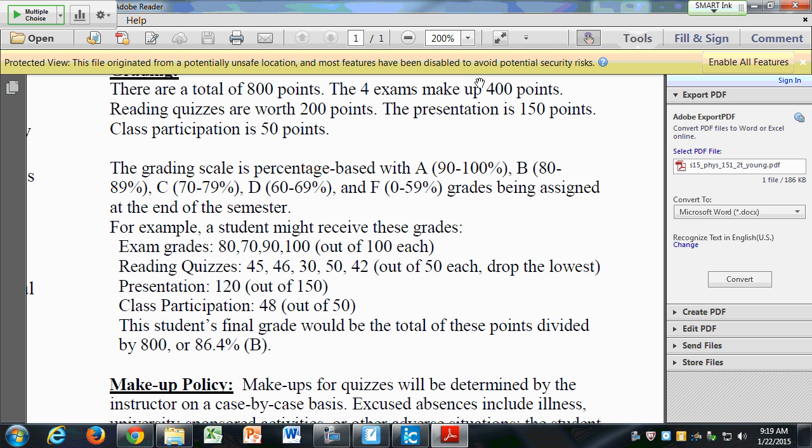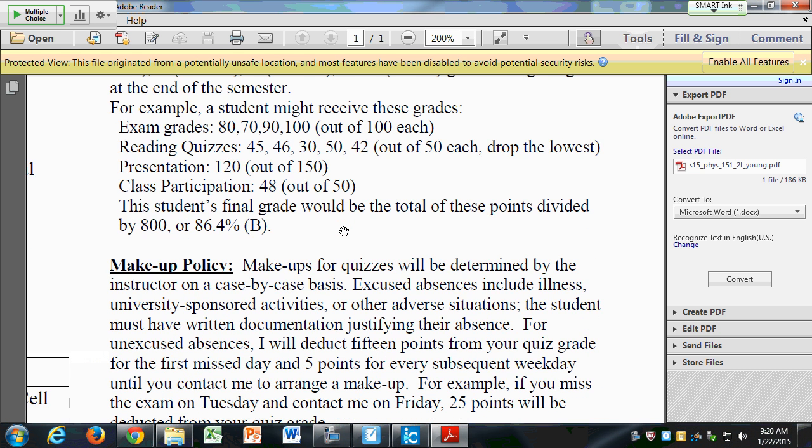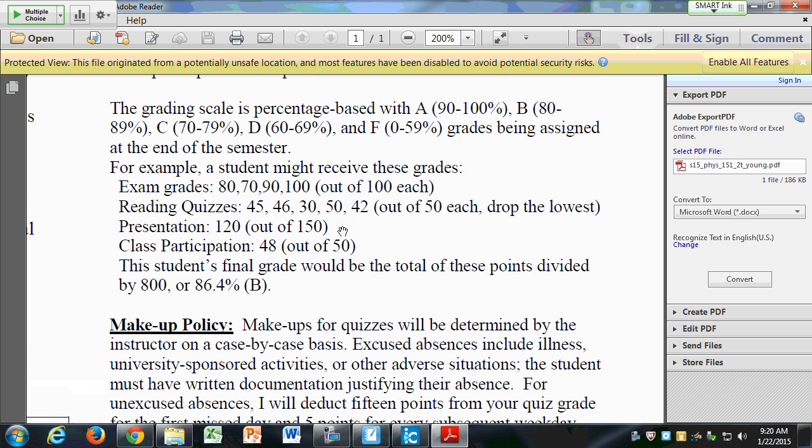So I just add up all your scores, and I divide by 800, normal grading scale. This is an example of a student. It's not a real student, but an example of how to calculate your grade. All right, any questions about that? That seems clear to you?